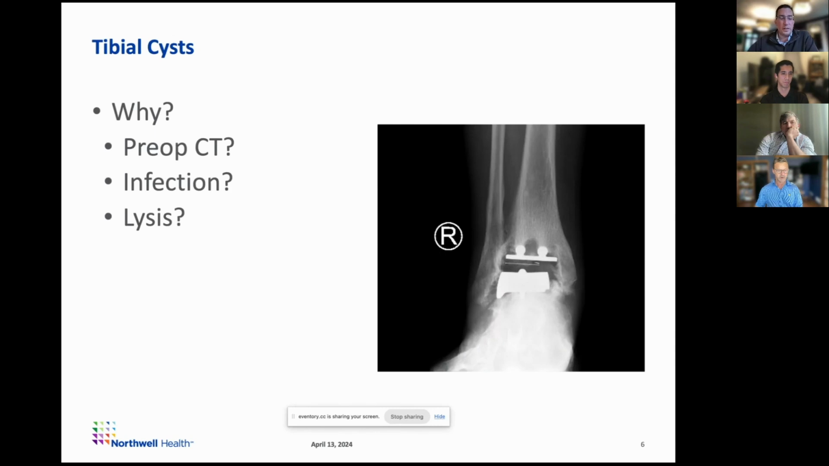Obviously, the wound, the poly, and then improper sizing, overstuffing, or underutilizing the space available. So the tibial cysts, well, why do they happen? If they are there on pre-op CT, we should be able to get rid of them. Is it due to third body wear, where the poly breaks down, you get fancy biochemical reactions, thus leading to HO and or cyst formation, cyst migration, cyst enlargement, and then just lysis as well.